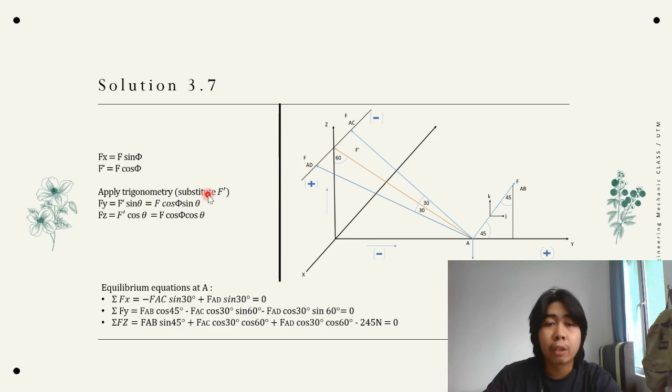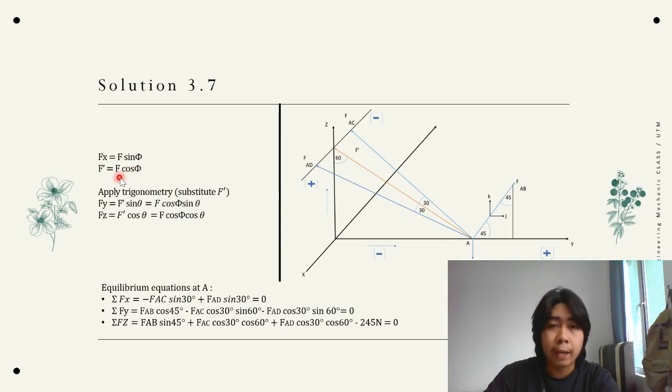Now moving on to the summation of Fy, FAB. Here the angle is 45 degrees, and adjacent over hypotenuse gives us cosine, which is FAB cos 45 degrees, since we are looking for the y. For force AC, as I've said, there are two angles given, so we use this one. As for F prime, we use F cos phi, since Fx is F sine phi, we get the opposite of it, which is F cos phi.